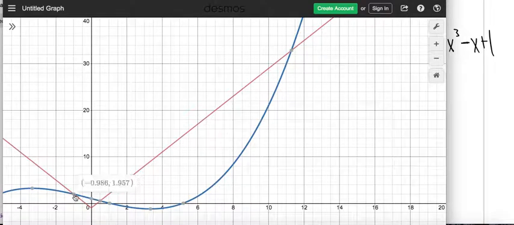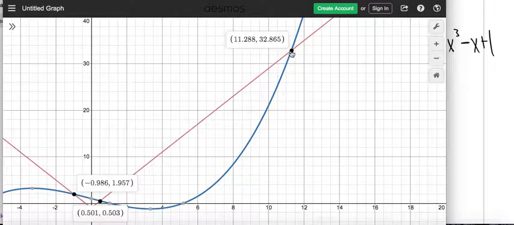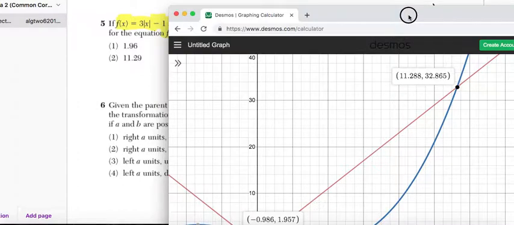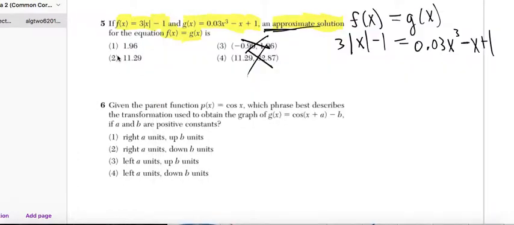There's not going to be more than 3. So 1, 2, 3. So just the x values, right? One of them is -0.99. Another one's 0.50. If I round to 2 decimal places, another one's 11.29 or 11.3. And as I see, 11.29 is one of the x values. That's right here. So that's my answer choice, guys.